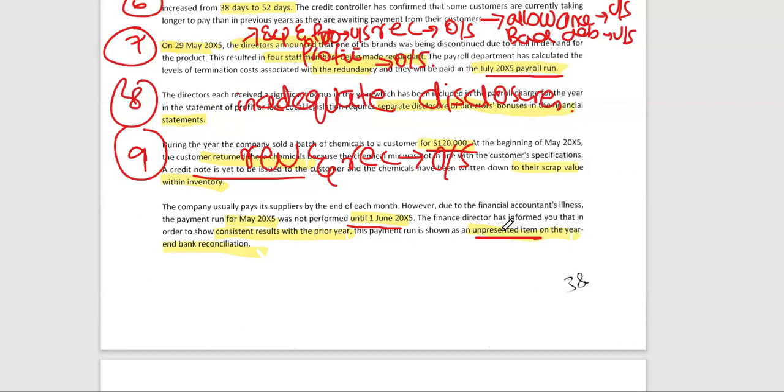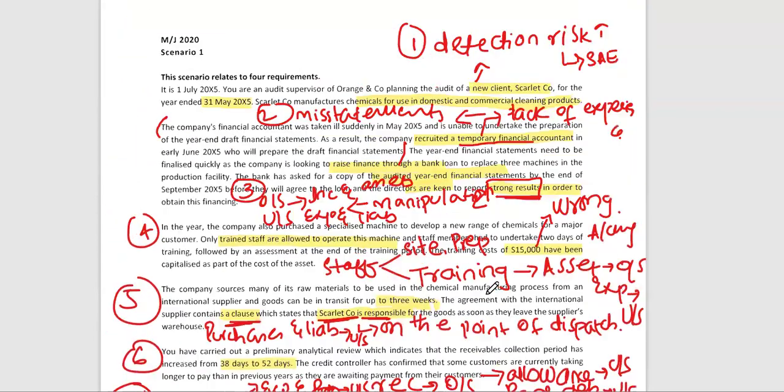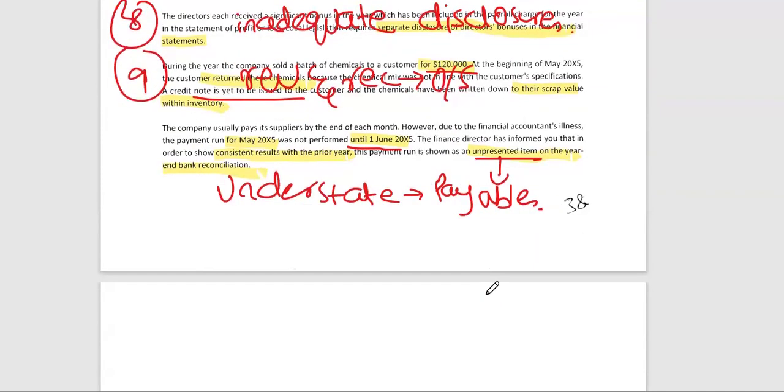The risk, this is not the risk, this is an incorrect accounting treatment. This should not be shown as an unpresented item, because this will understate payables of this year. And this is also consistent with the fact that directors wanted to show a very strong result in order to obtain the financing. So it might be possible they want to understate their liabilities. That's why they have shown the payments as unpresented items, but the payments are not yet initiated, not yet made. Okay, so the risk is payables are understated here.